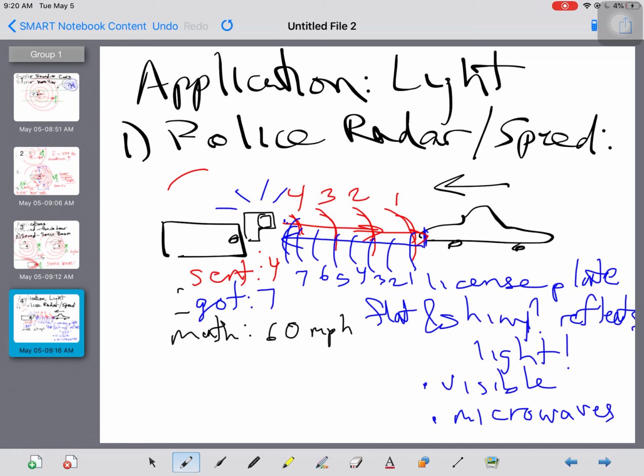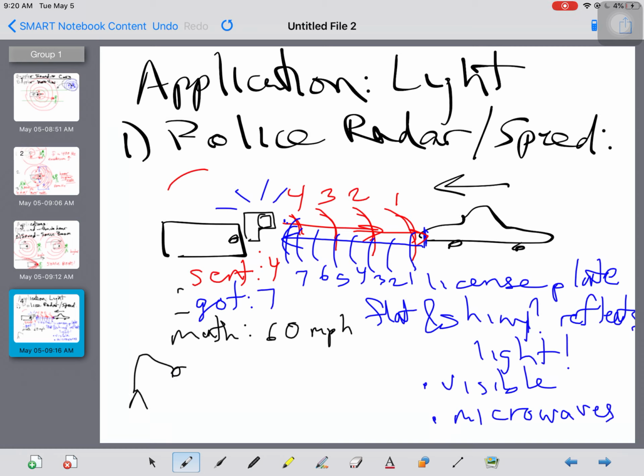And if the speed limit is 45, the policeman's coming for you. You're getting a ticket. That's it. So the Doppler effect for light is how police actually issue tickets. Pretty cool, huh? All right. So if the car is moving away, you get the same sort of thing instead of toward, except it would get back fewer. Maybe it would get back only 2. Sent 4, got back 2, and it could figure out it's going 50 miles per hour away instead of 60 toward. By the way, this is the same exact thing with baseball.